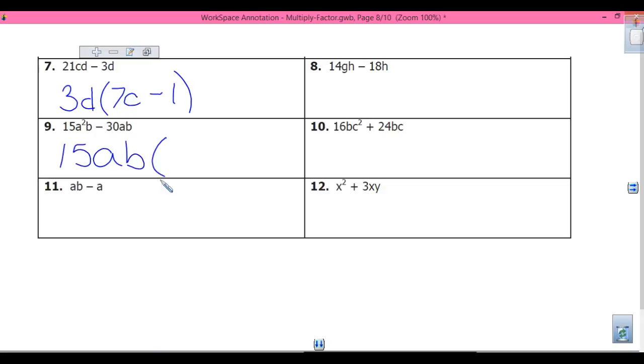So Izzy, if I take out 15AB out of that first part, what do I have left over? Just an A. Good. Because 15 divided by 15 is 1. A squared divided by A is just A, yep. And then B divided by B gives us 1, yep. Minus just 2, good. And then my A's and my B's are going to cancel.